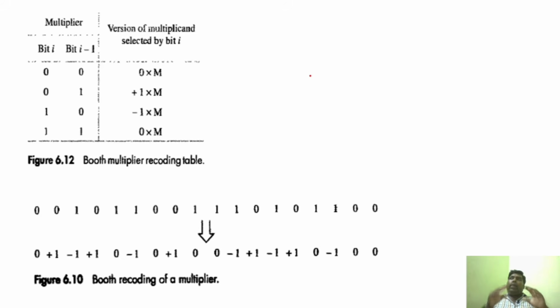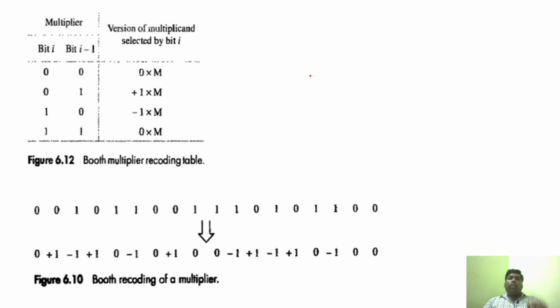But what is Booth algorithm, and why do we go for it? It can speed up the multiplication process. The first thing is it can gain some advantage: it reduces the number of operations compared to the normal multiplication. And another advantage it has is that for both positive and negative multiplicand, the process is the same. Got it? So far clear?